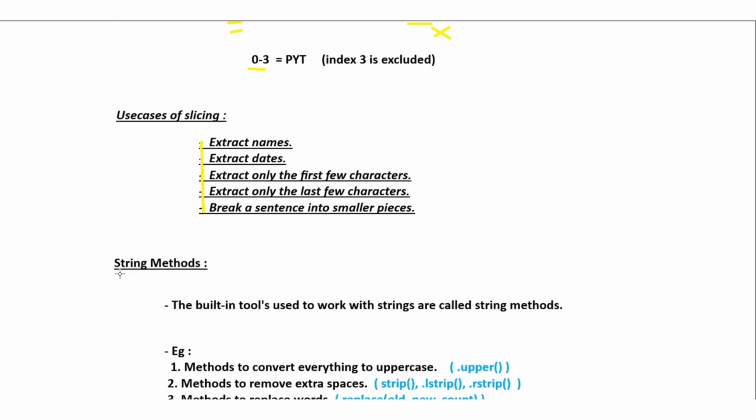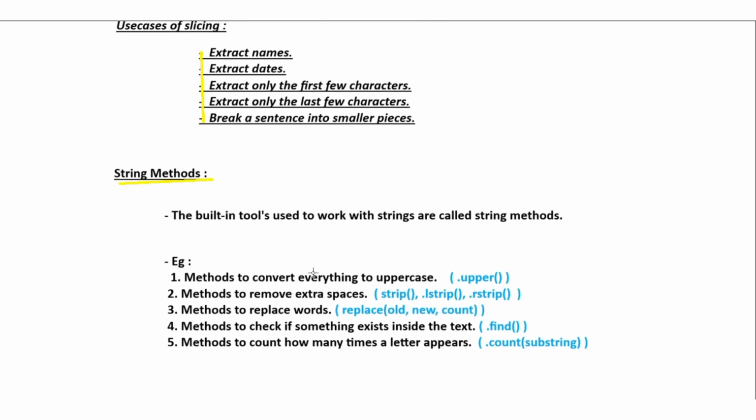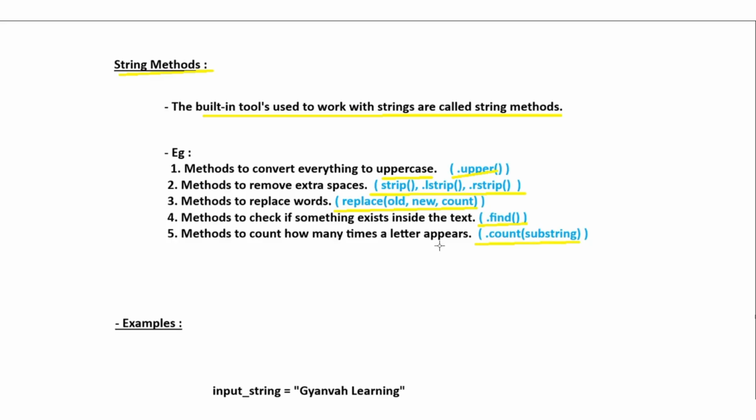String methods. Python gives many built-in tools to work with strings. These tools are called string methods. There are methods to convert everything to lowercase, methods to convert everything to uppercase, methods to remove extra spaces, methods to replace words, methods to check if something exists inside the text, methods to count how many times a letter appears. These methods make working with strings much easier. So instead of writing long logic, you simply use a method and Python does the work for you.